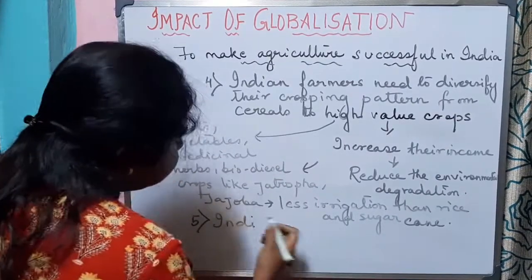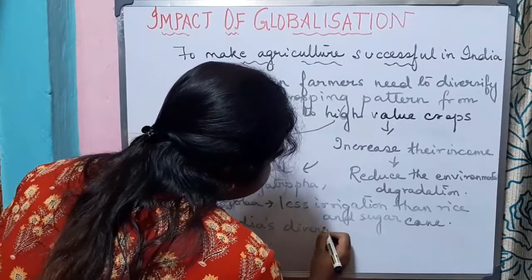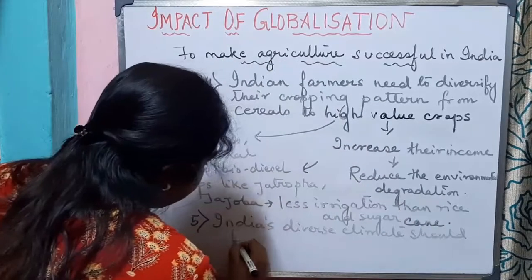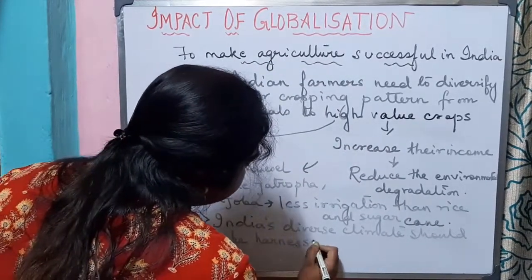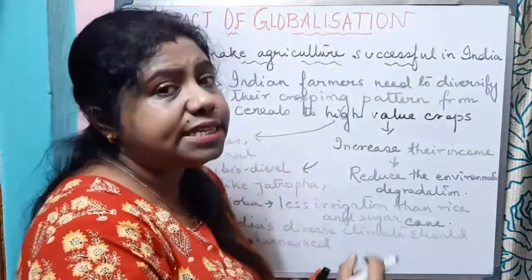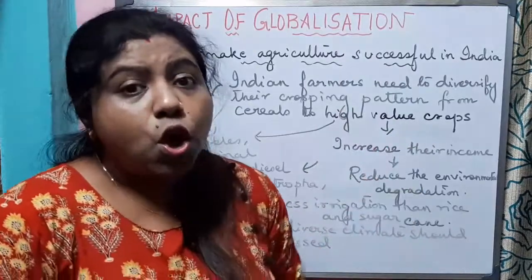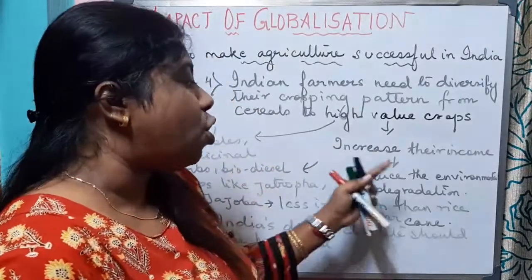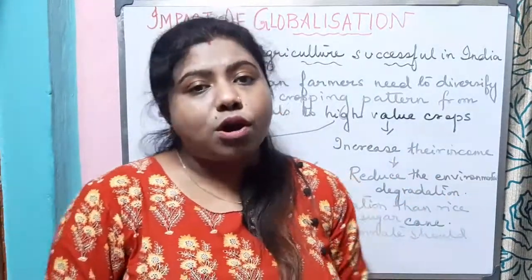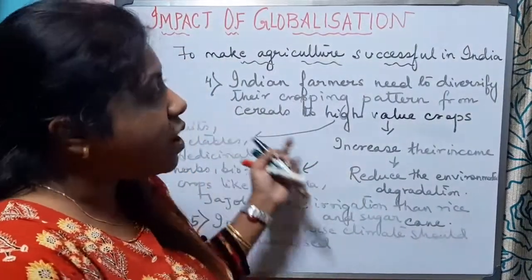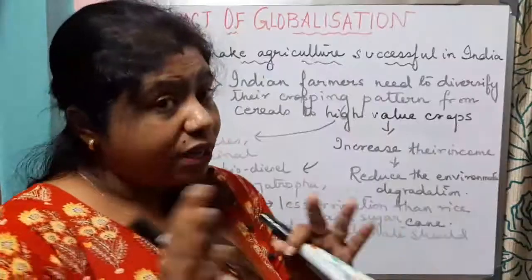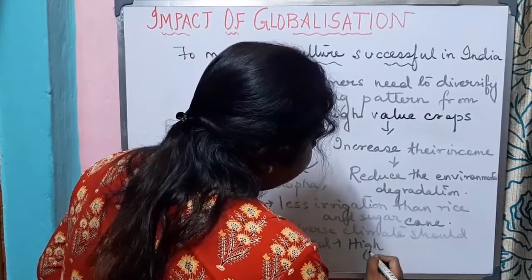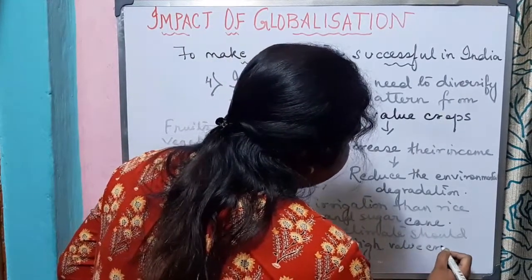We should harness India's diverse climate so that we can increase our production in the high value crops, which will not only increase the income of the farmers but will also help in the reduction of the environmental degradation which is caused by the cultivation of the cereals or the food grains. So we need to harness India's diverse climate. Why? So that we can increase our production in high value crops.